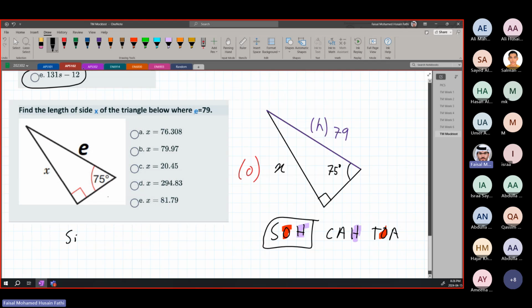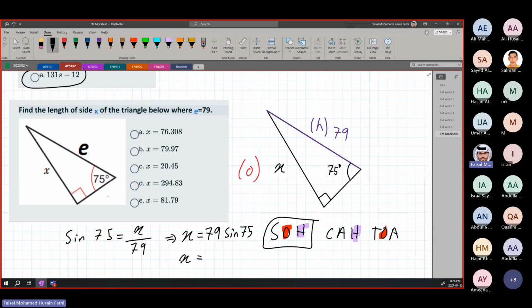So we know that sine 75 is equal to opposite, which is x, divided by the hypotenuse, which is 79. Rearrange this, we get x is equal to 79 times sine of 75. So x will be equal to 79 sine 75, which is 76.308. That is our x value. All right. This is an easy triangle. Yes, you can solve this directly in the calculator if you're comfortable enough. Well, there's no issue with that.